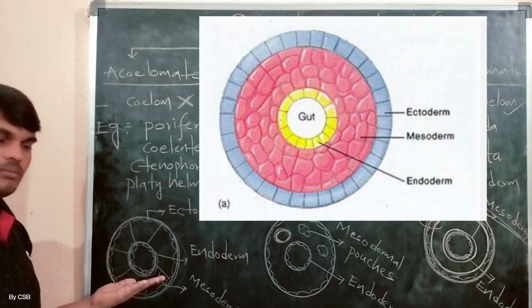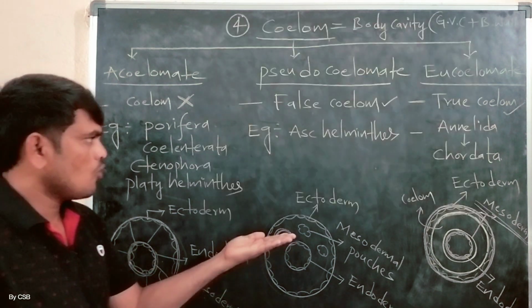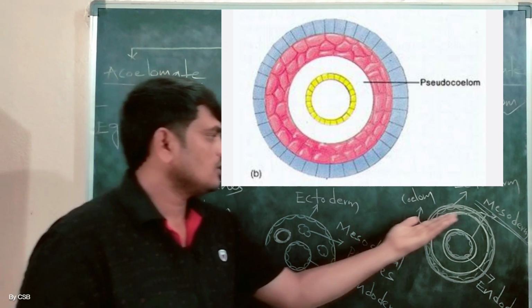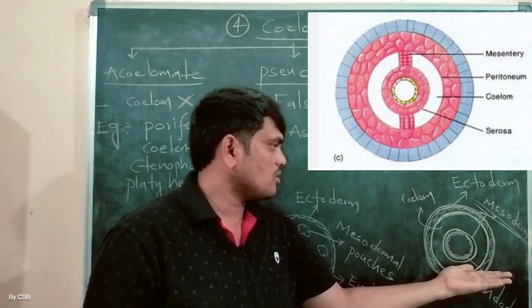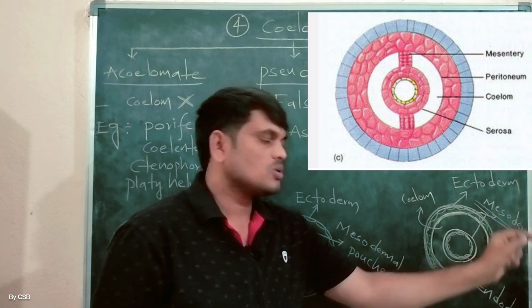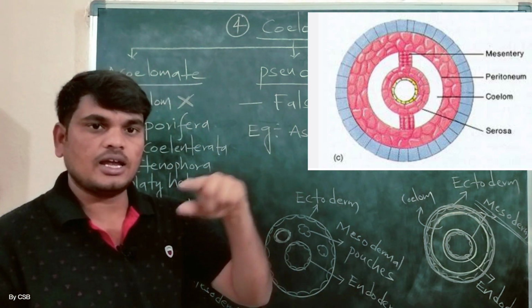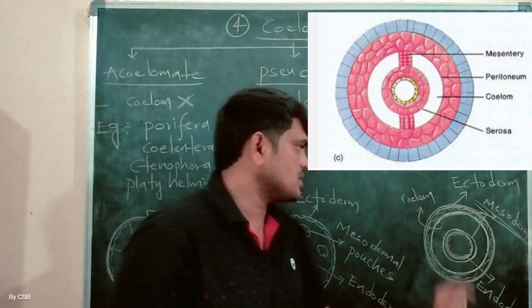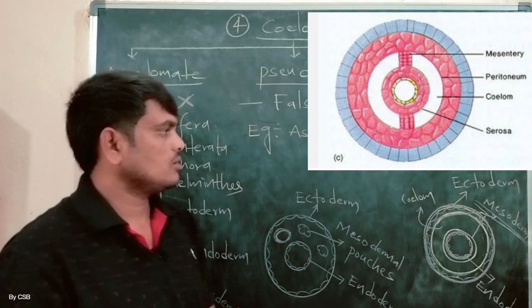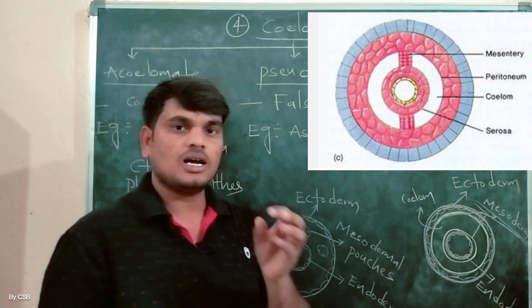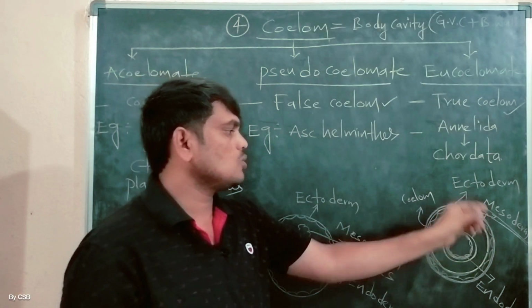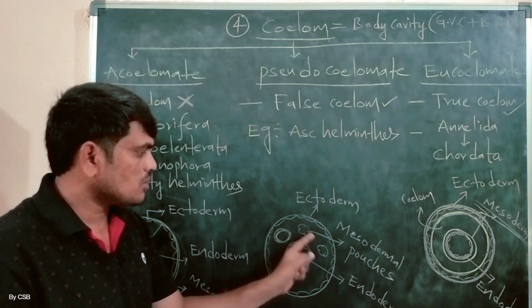There is no coelom. Coelom is absent here. False coelom is present here. True coelom is present here. True coelom is present because of the presence of mesodermal coating, mesodermal lining. Mesodermal lining is present internally. So, because of the presence of mesodermal lining, we can observe the clear coelom here. It is true coelom.